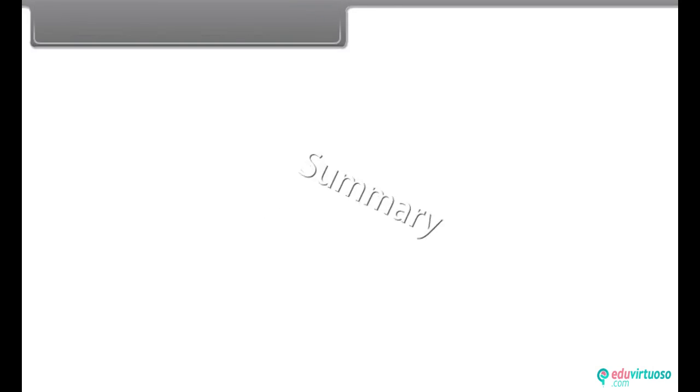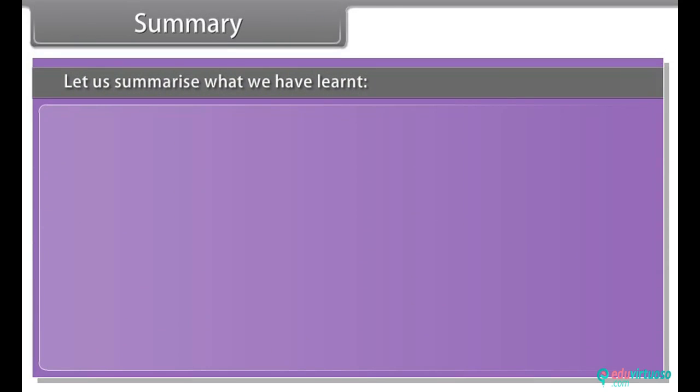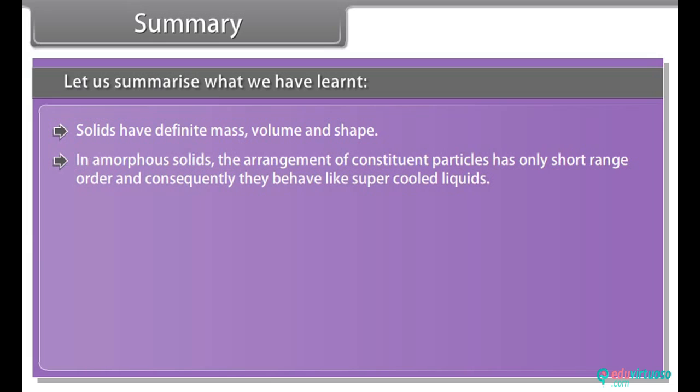Summary. Let us summarize what we have learned. Solids have definite mass, volume, and shape. In amorphous solids, the arrangement of constituent particles has only short range order, and consequently they behave like supercooled liquids.